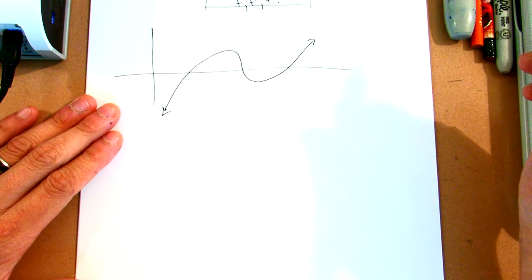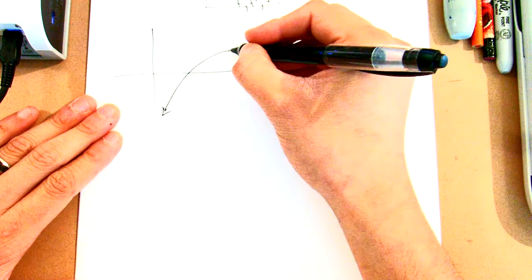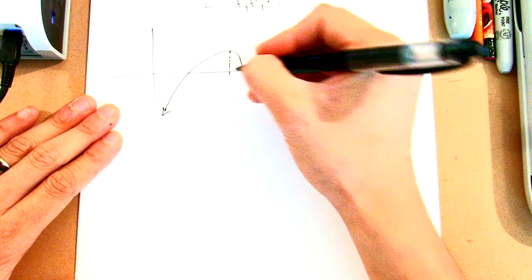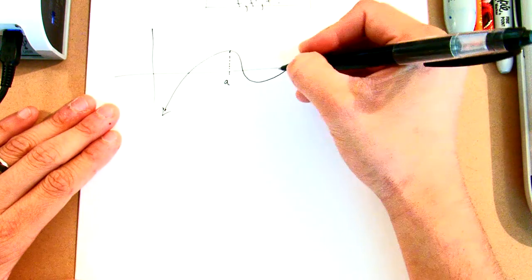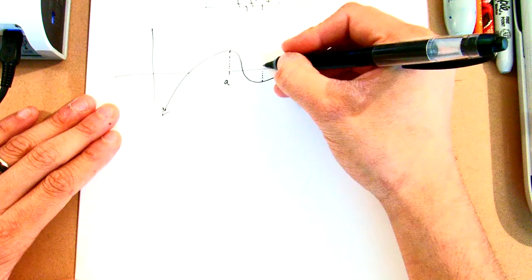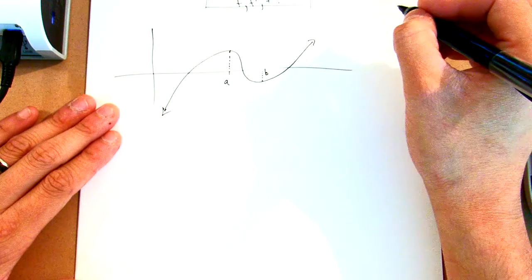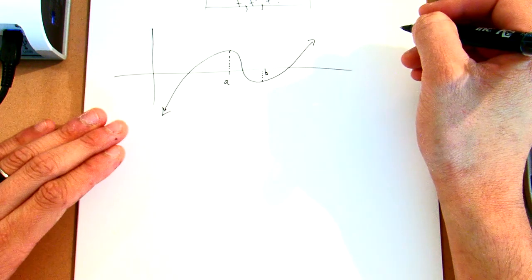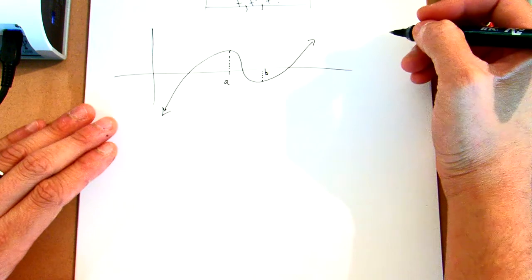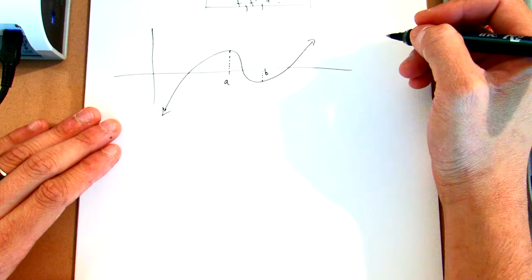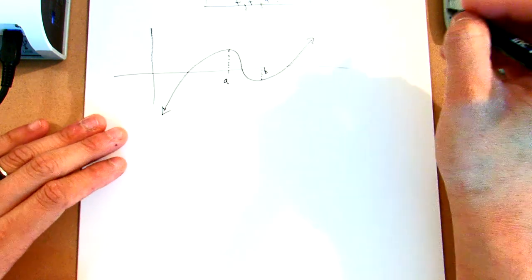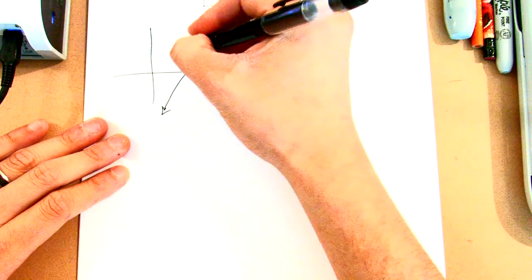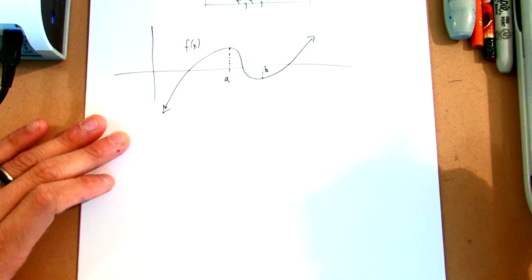Let's go ahead and put an extreme value at a, and then another one maybe over here at b, right? And so we have these over here. So what if we wanted to draw, so this is f of x here, or just f, right?